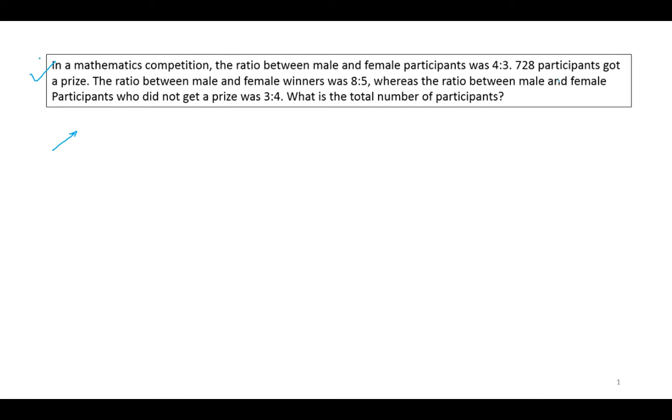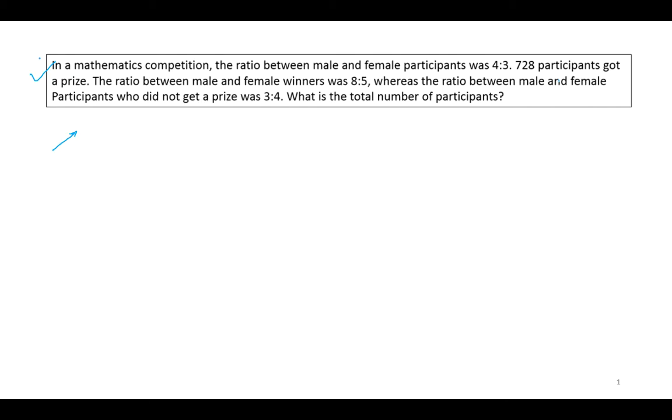Okay. So we're given that in a mathematics competition, the ratio between male and female participants was 4:3. Okay. So this is the ratio of the total number of participants. Let's keep this in mind. 728 participants got a prize. Okay. So 728 winners are there in this competition. Okay. The ratio between male and female winners was 8 is to 5.